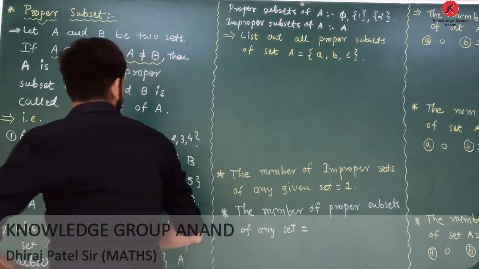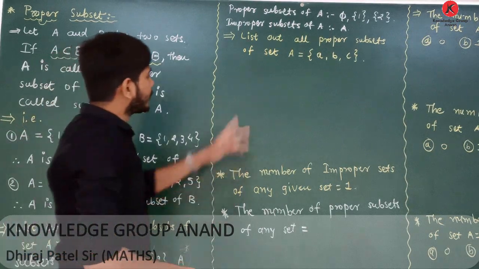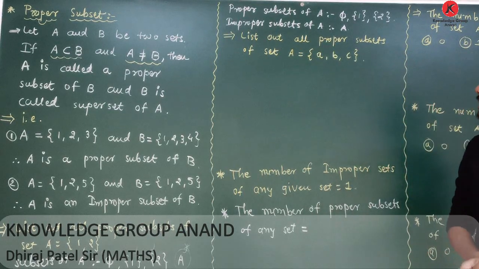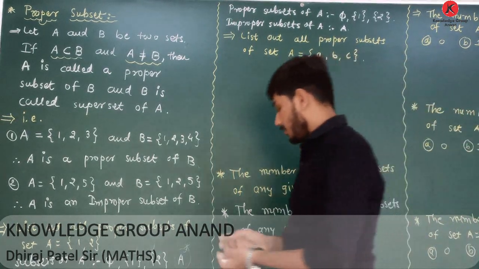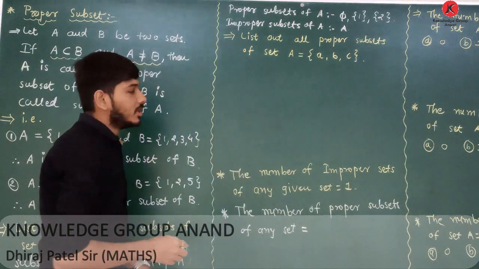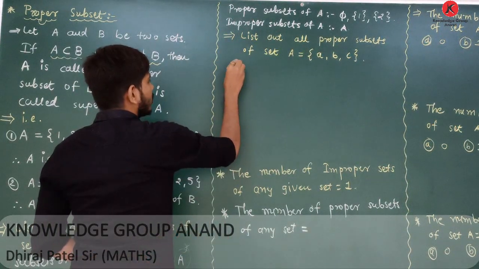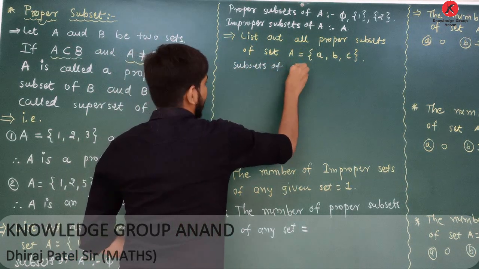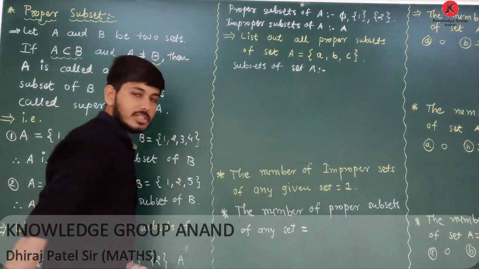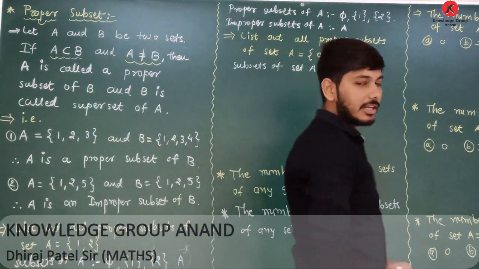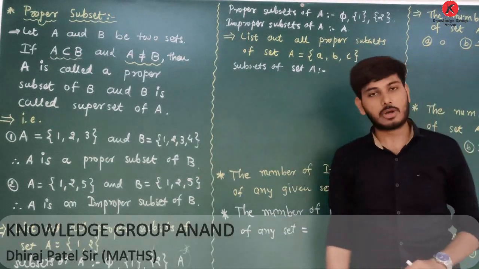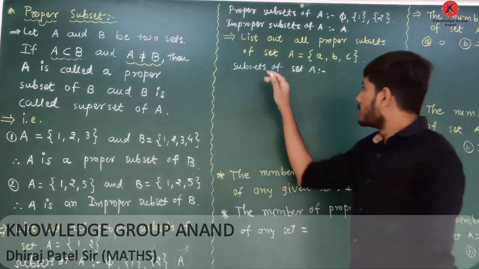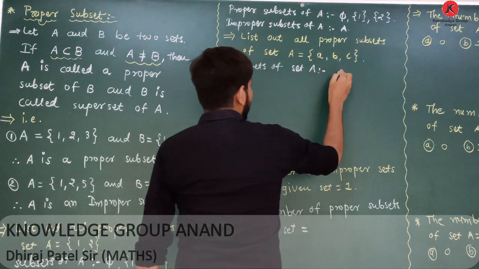Now see again a second example related to this topic. List out all proper subsets of set A equals to A, B and C. First of all, I am listing out all the subsets of set A. We know that set A has 3 elements, therefore the number of subsets of set A equals 2 raised to 3, which is equal to 8. So list out all the subsets of set A. Here 8 subsets are there.